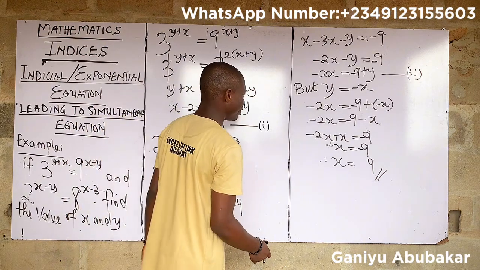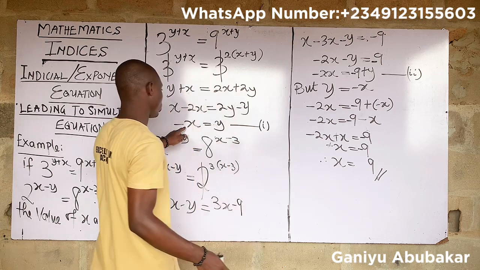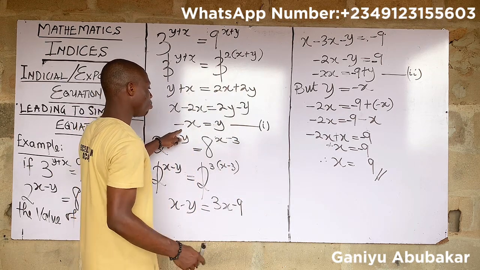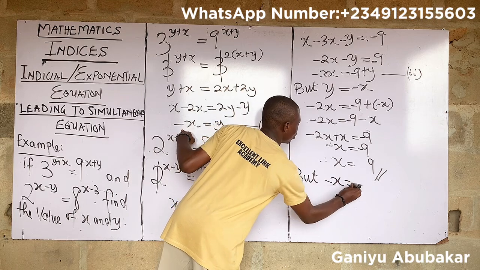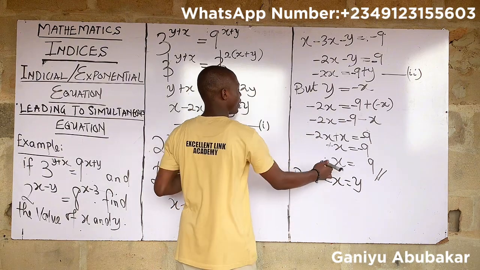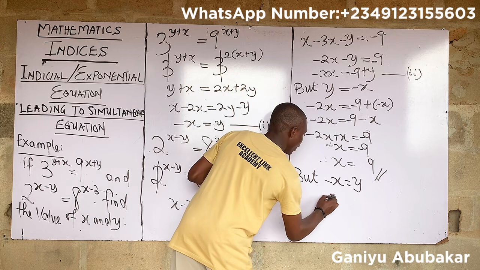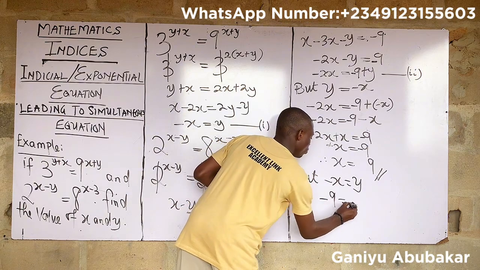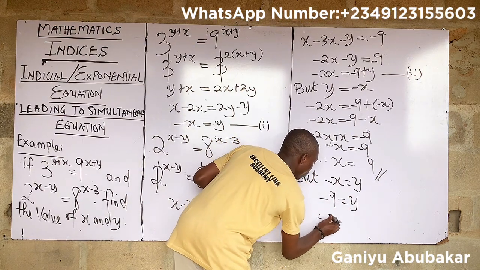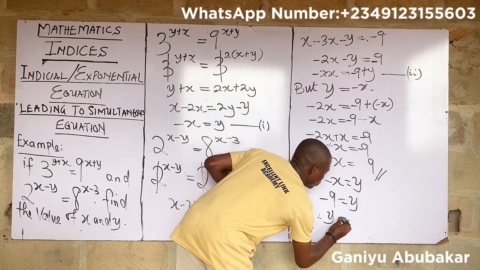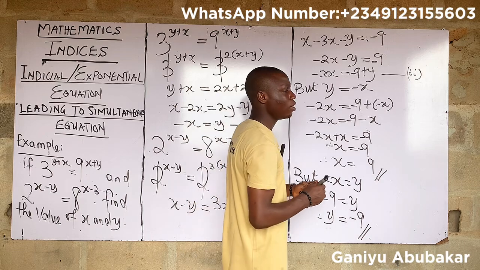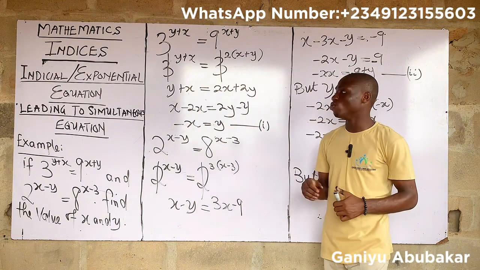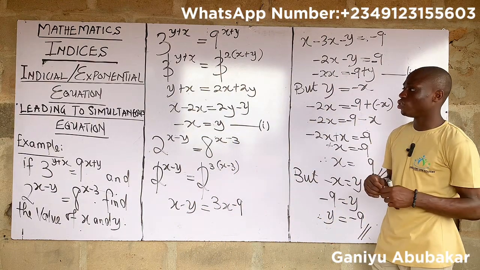To get y is quite simple. Go back to equation 1. We said minus x was equal to y. What's x now? x is 9. So I have minus 9 equal to y. So therefore, y is equal to minus 9. So that is how to solve this particular problem leading to simultaneous equation.